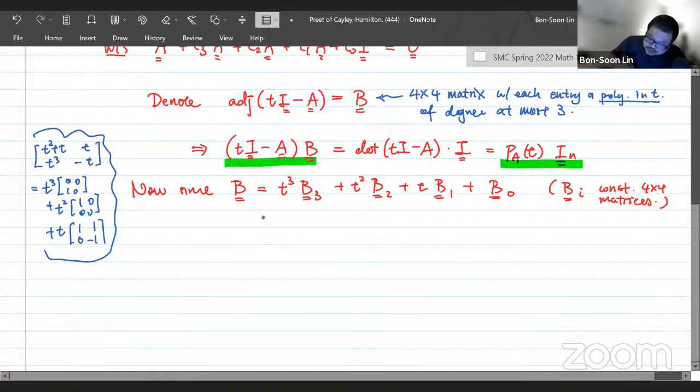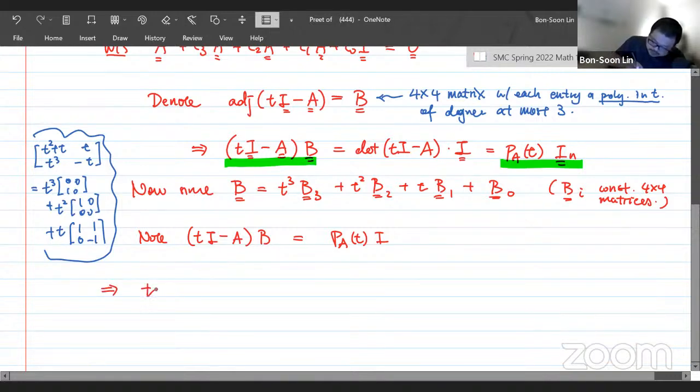If I write all of this out, Ti minus A times B equals the characteristic polynomial of T times I. Let's see what happens if I write everything out. Are you ready? This is going to be something crazy.